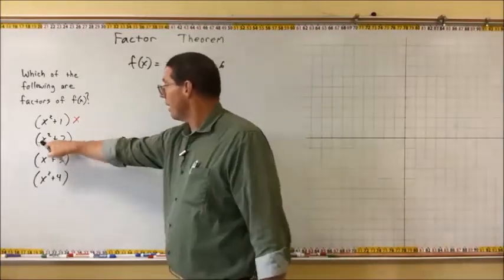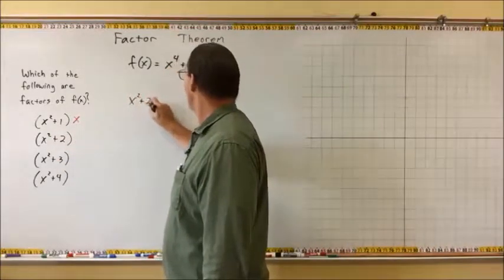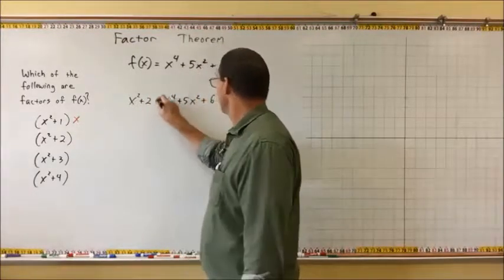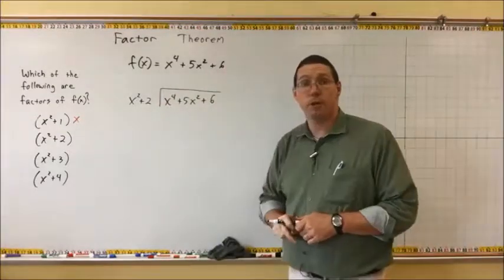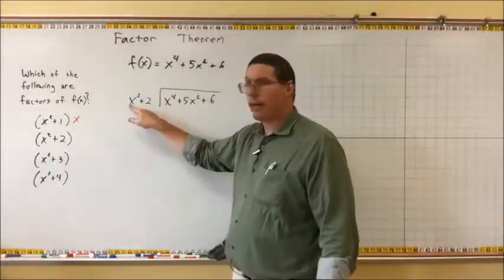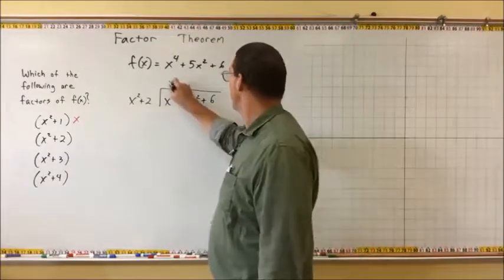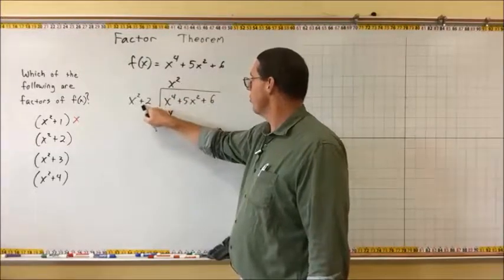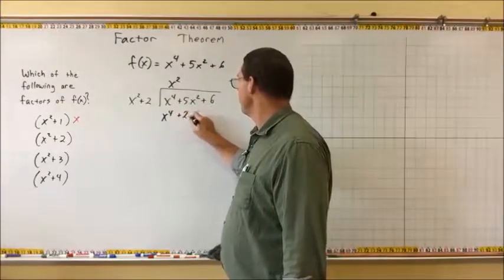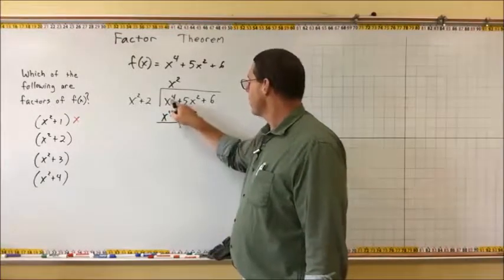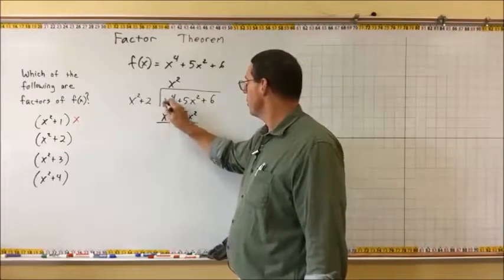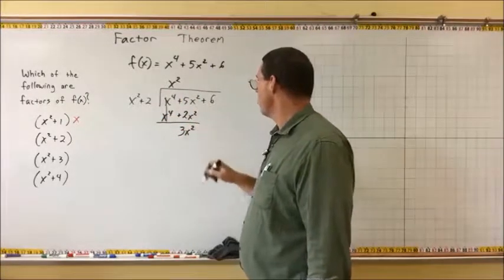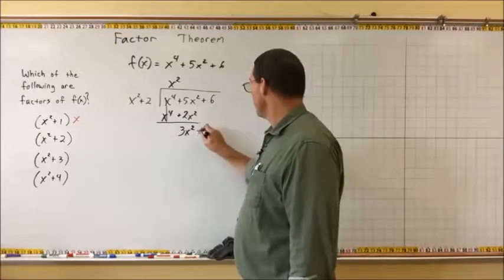We're going to divide x squared plus 2 into x to the fourth plus 5x squared plus 6. Polynomial long division here, right? What's x to the fourth divided by x squared? x squared. All right. And what's x squared times x squared? x to the fourth. And what's x squared times 2? 2x squared. So that's plus 2x squared. Subtract: x to the fourth minus x to the fourth cancels. 5x squared minus 2x squared is 3x squared. Now we're going to bring down the plus 6.